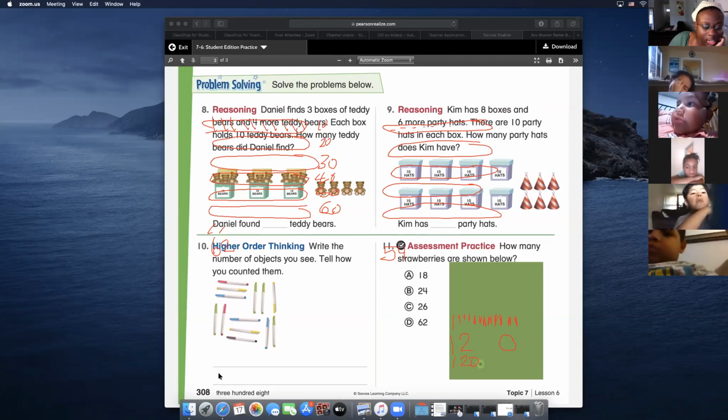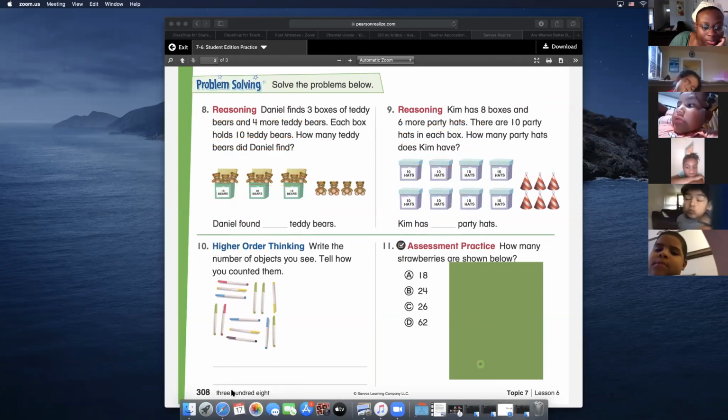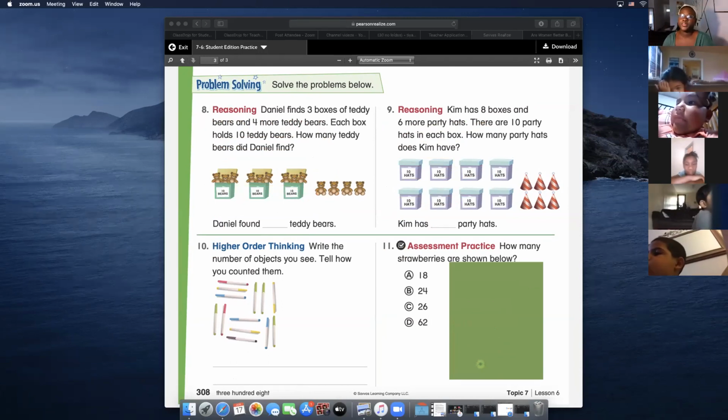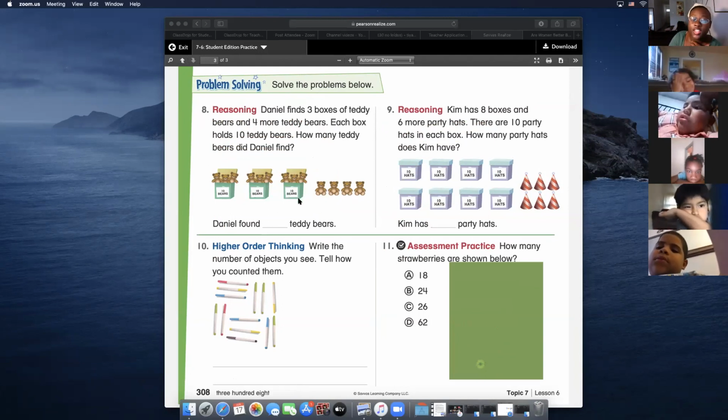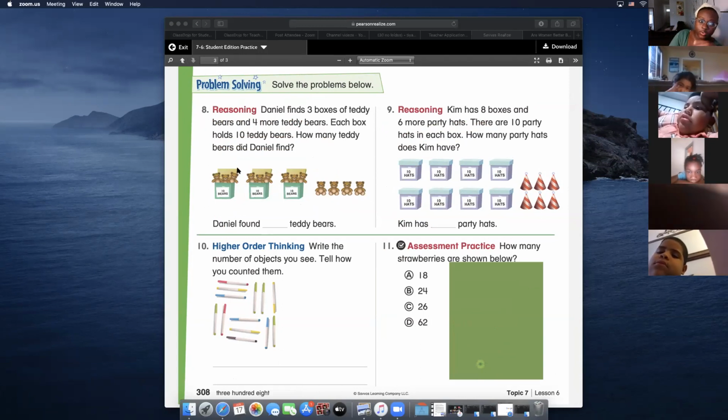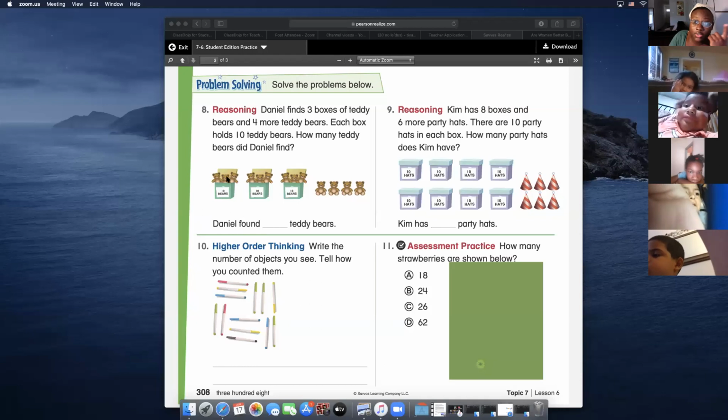So on this last page, they have a bunch of word problems for you. And let's try the one with the bears. We're going to try the one with the bears. So pay attention. It says Daniel finds 3 boxes of teddy bears. Here are the 3 boxes. And he finds 4 more bears. Each box holds 10 teddy bears. So in every box, there's 10. Even though you only see 3 at the top of the box, there's actually 10 in there.